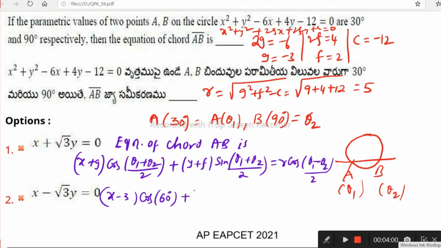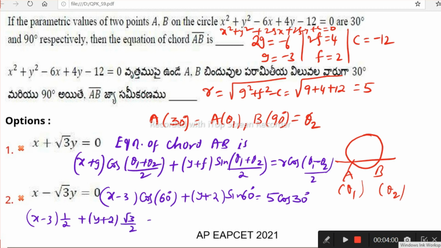Similarly, y plus f, that is y plus 2, and here also 60, sin 60 equals right side r into sin(theta 1 minus theta 2), that is 30 minus 90, which is minus 60 by 2, that is minus 30. Cos minus theta is cos theta, so we can write cos 30, right? Now the values: x minus 3 cos 60 is 1 by 2, plus y plus 2 sin 60 is root 3 by 2, equals 5 times cos 30, which is also root 3 by 2.